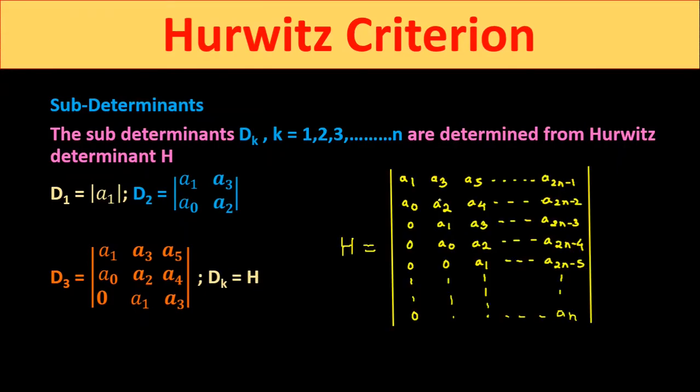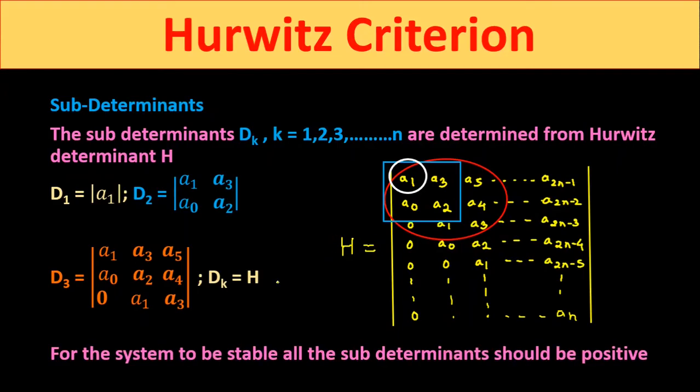So first we will find out the d3. From this Hurwitz determinant, d3 will be equal to all the coefficients inside this red circle. You can see that. And we have to determine again for d2. d2 will be all the coefficients in this blue color box and d1 will be equal to this a1. In this way we can find out all the subdeterminants from the Hurwitz determinant H. So for the system to be stable, all the subdeterminants should be positive.